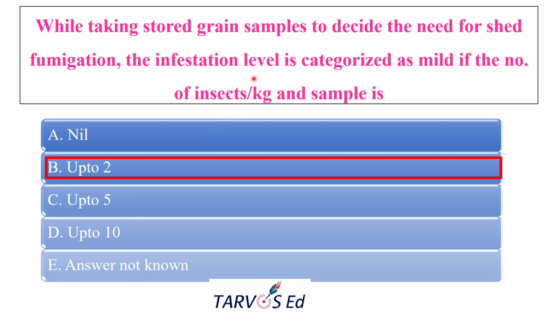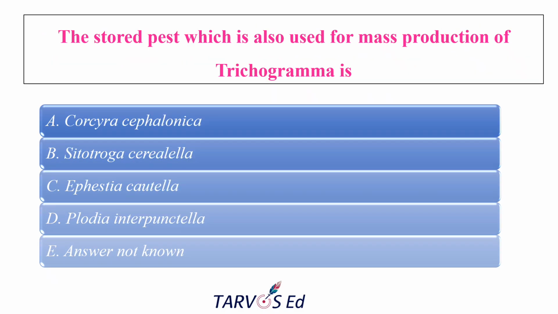Okay, and the next question is about the storage pest which is also used for the mass production of Trichogramma. So what is Trichogramma? This is a genus of egg parasitoid wasp. The female of this wasp will lay eggs inside the eggs of the host insect, meaning our targeted pest insect, so that it is killed before the pest can hatch. It is one of the most widely used biological control agents for most Lepidopteran pests.